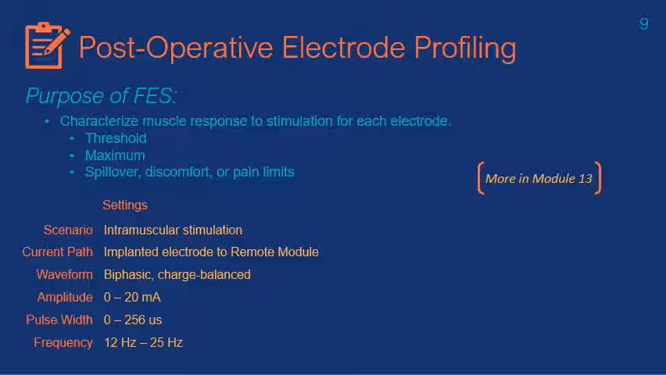The therapist or technician will slowly increase the stimulation pulse width until the threshold is reached, and then continue increasing the pulse width to find the setting that gives the strongest contraction. The maximum stimulation setting may be the point of maximum contraction, or it may be a lower value based on the presence of unwanted spillover to other muscles, or because the stimulation causes discomfort or pain to the participant. We go into a lot more detail on electrode profiling in Module 13.